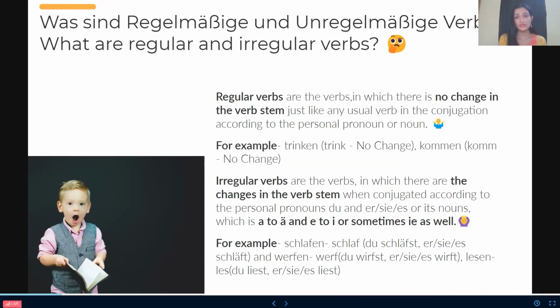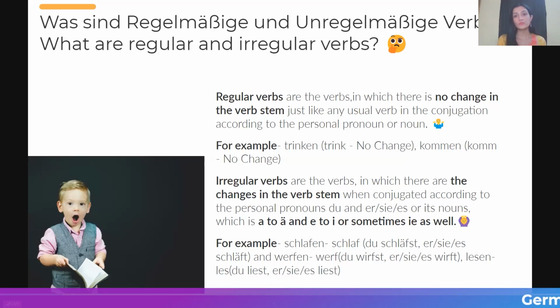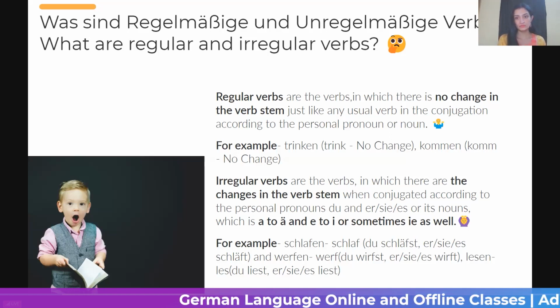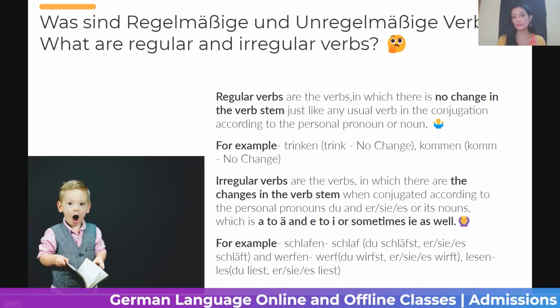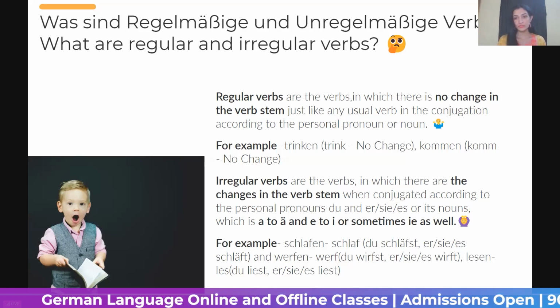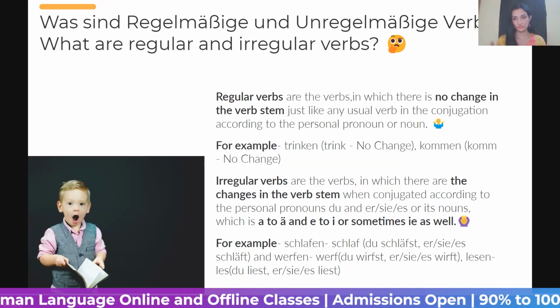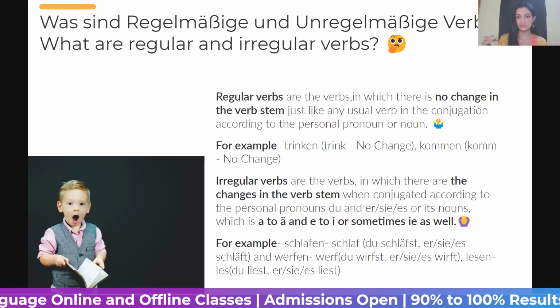Regular verbs are the verbs in which there is no change in the verb stem, just like any usual verb in the conjugation according to the person, pronoun, or noun. For example, in trinken, drink, no change. In kommen, kommen is to come. After removing en, komm is the verb stem, no change. Komm will be komm, trink will be trink.